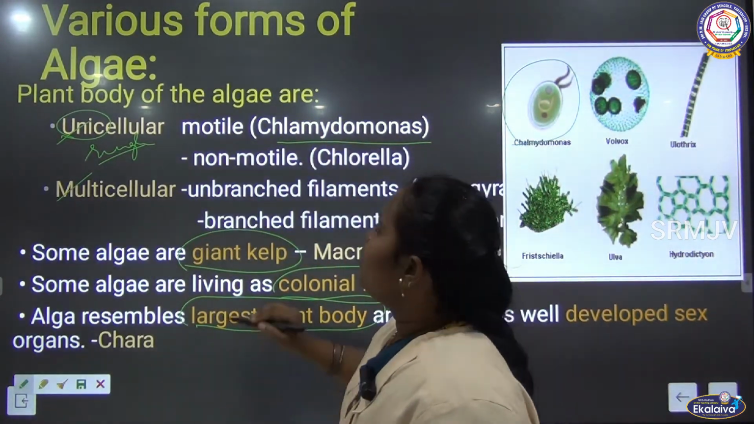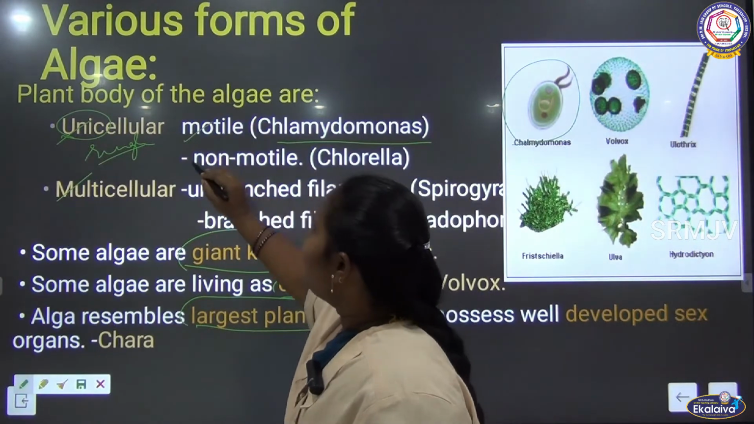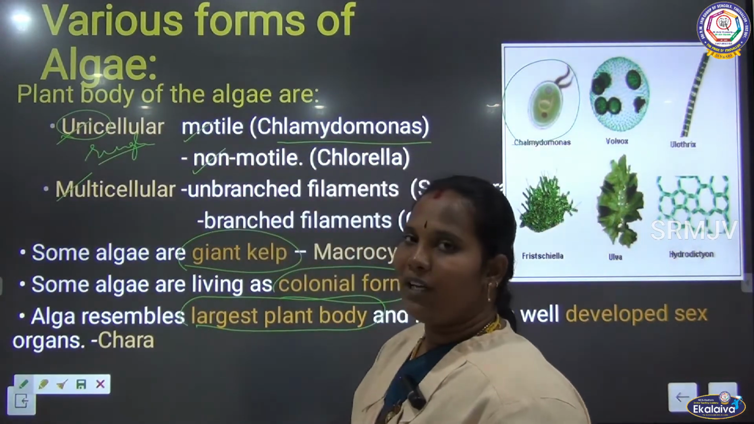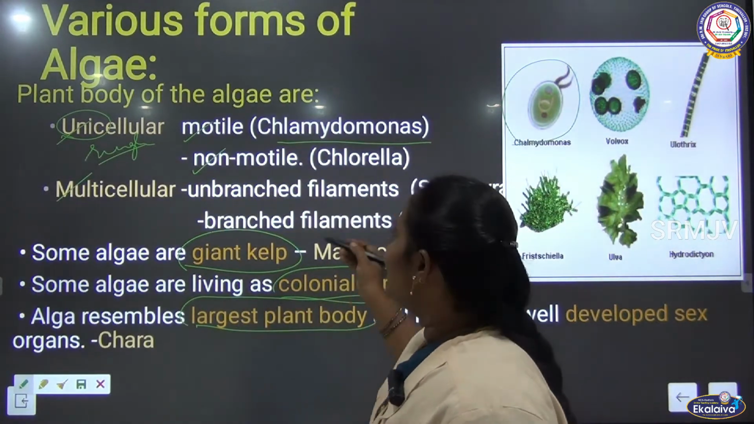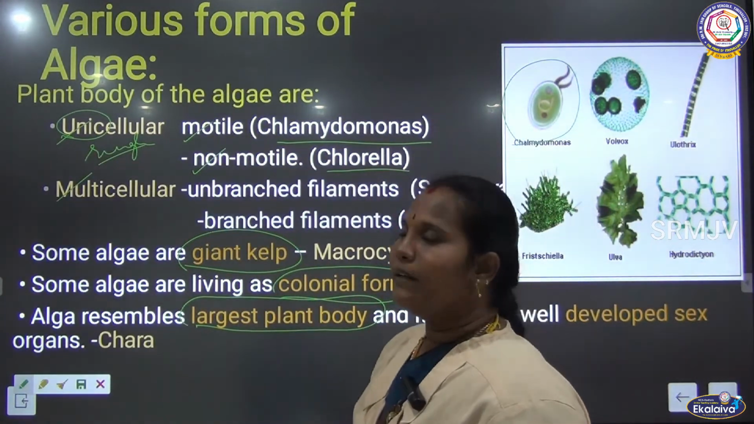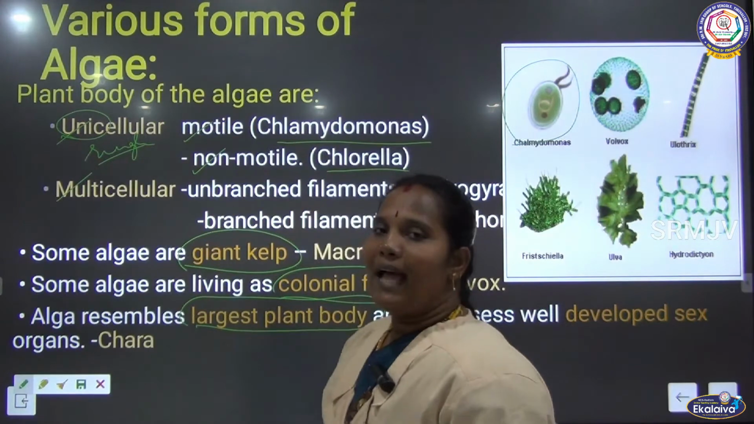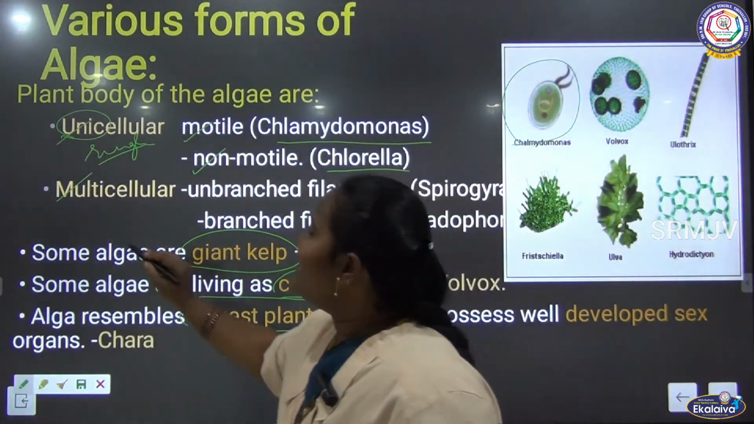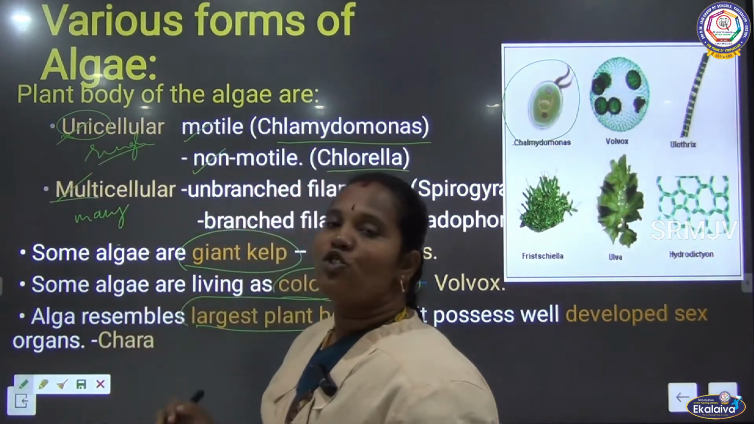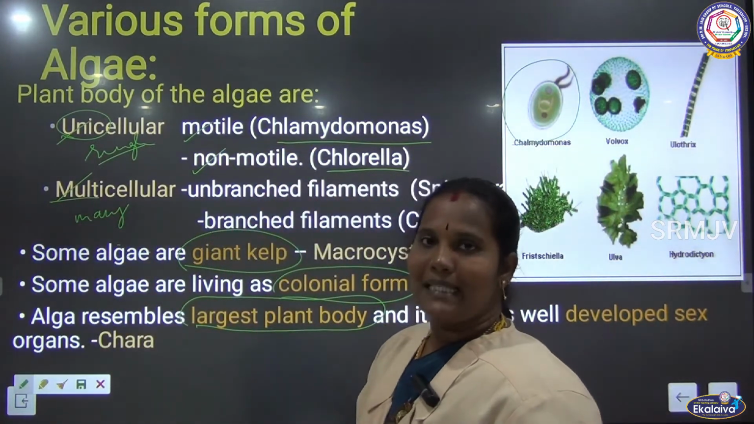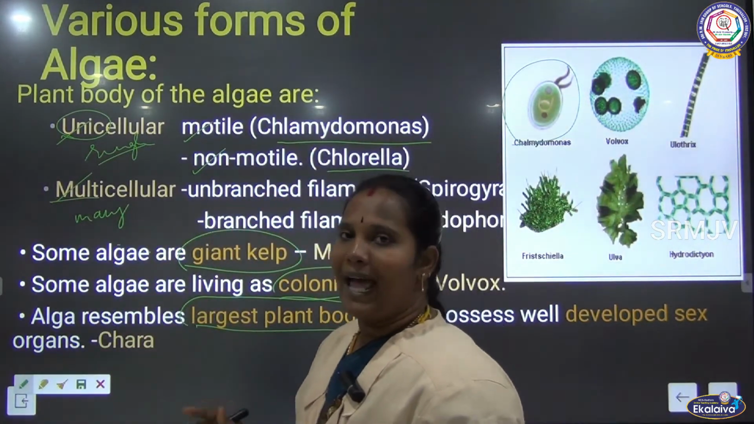Okay, unicellular algae can be motile and non-motile. Motile is Chlamydomonas, non-motile is Chlorella. Then multicellular algae. Multi means many. Many cells joined together make an organism, and that is called a multicellular organism.